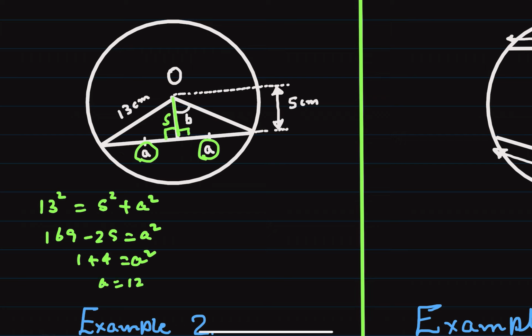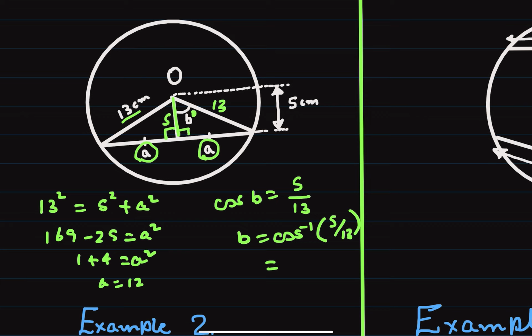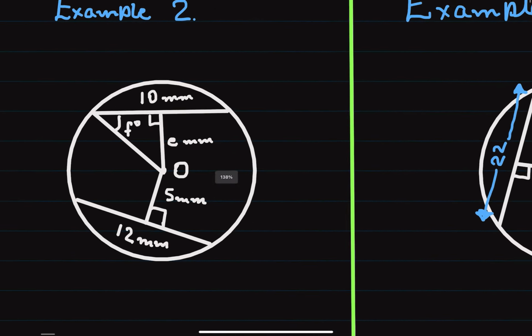If I know that A is 12, I can work out this angle B by any formula I would like. Let's say if this is 13, then this is also 13, that is the radius. So you can find this angle by applying any trigonometric ratio. Let's say I apply cos B is adjacent over hypotenuse, right? So B should equal cos inverse of 5 over 13. If you calculate, it will be equal to 67.3 degrees, right? Hope you get it. So let's look at example number 2.